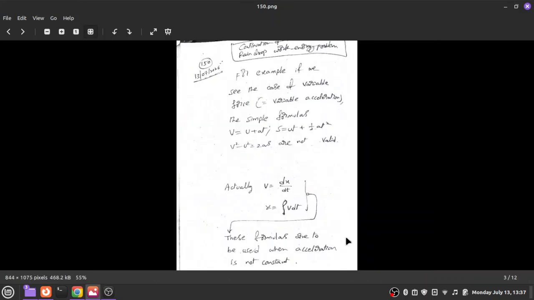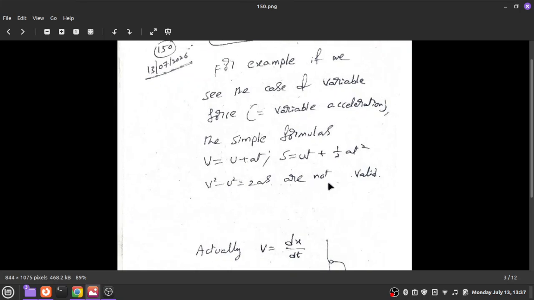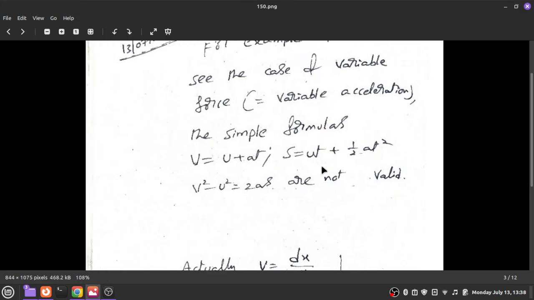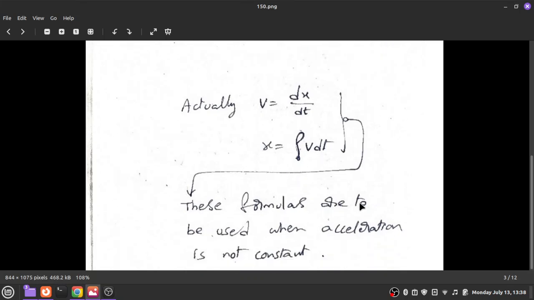Next, if we see the case of variable force, say variable acceleration, the simple formulas v = u + at, s = ut + half at square, v square minus u square = 2as are not valid when the acceleration is not constant. Actually, v = dx/dt or x = integral of v dt. Such formulas are to be used when acceleration is not constant.